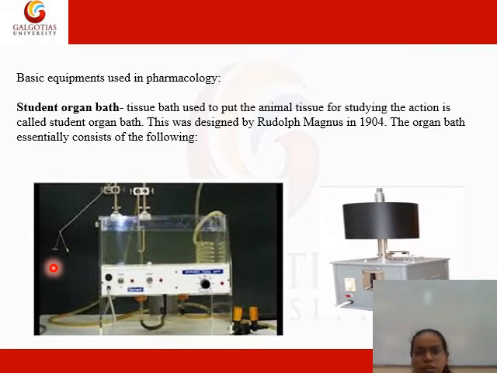Next one is the Sherrington rotating drum. The instrument consists of an electrically driven gearbox which has a clutch and control which determine the speed of rotation. The drum rotates in a clockwise direction. Therefore, all kymograph records should be read from left to right.